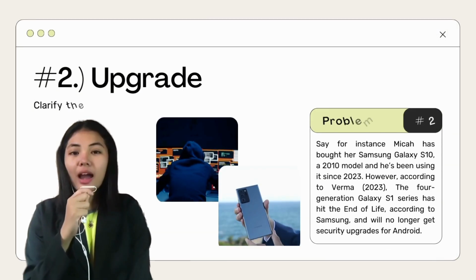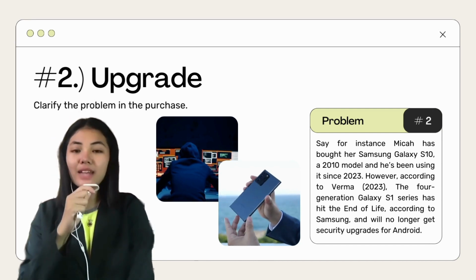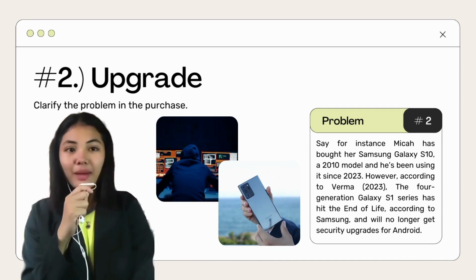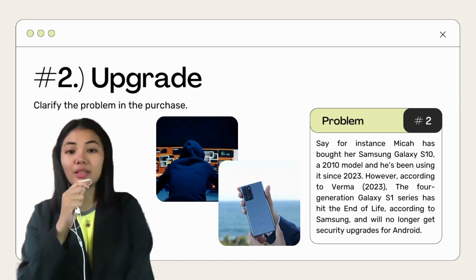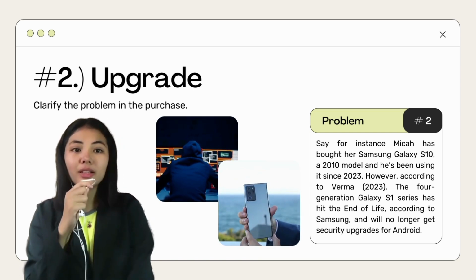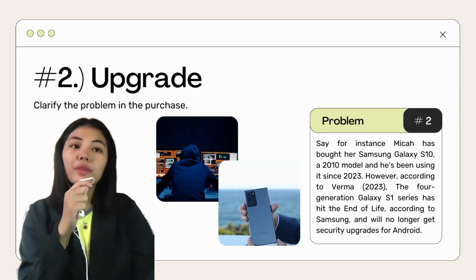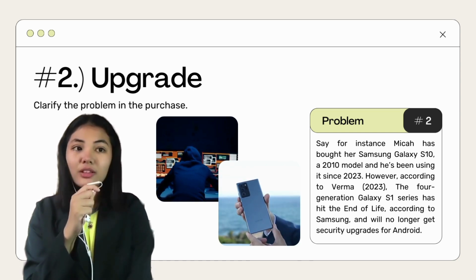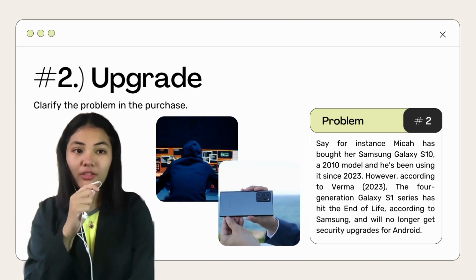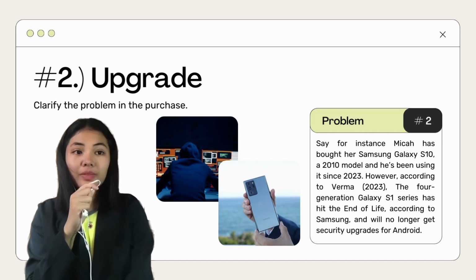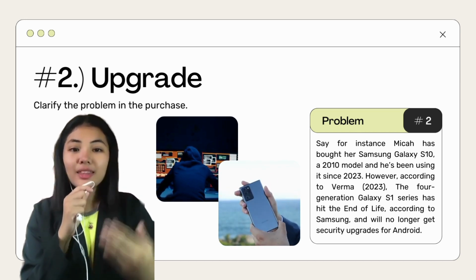Proceeding to that, our significant purchase is a mobile phone branded as Samsung because the subject, Micah, has bought her own Samsung Galaxy S1 back in 2010. It is a 2010 model and she has been using it since 2023. However, according to Verma 2023, the 4th generation Galaxy S1 series has hit the end of life, and as Samsung stated, there will be no longer security upgrades for Android in this model.